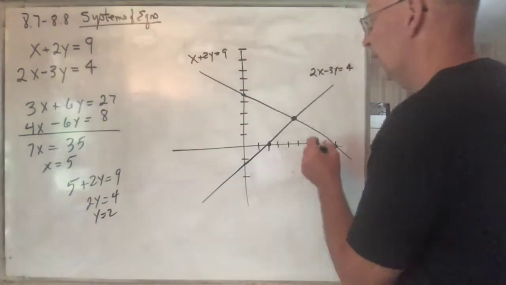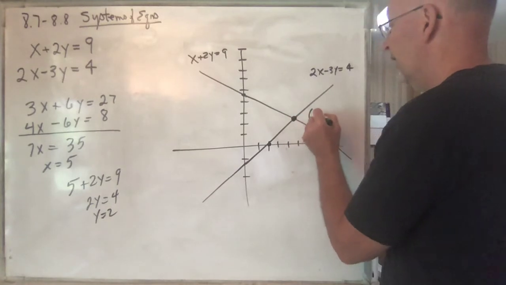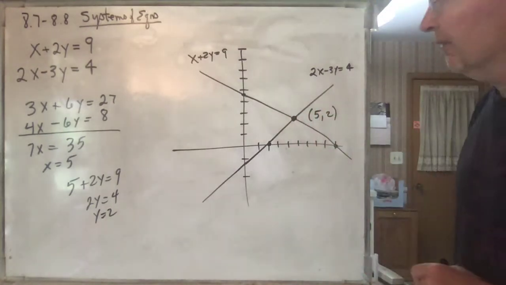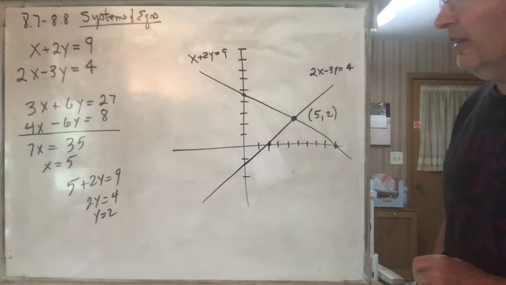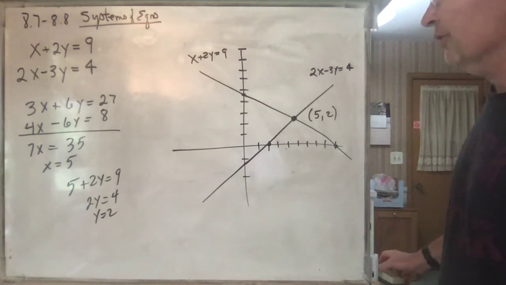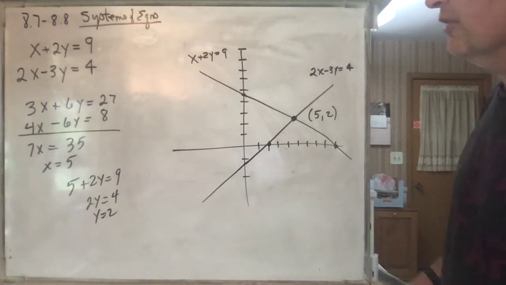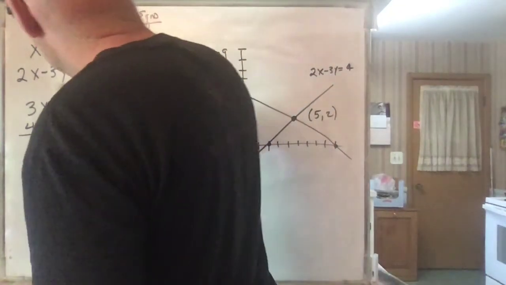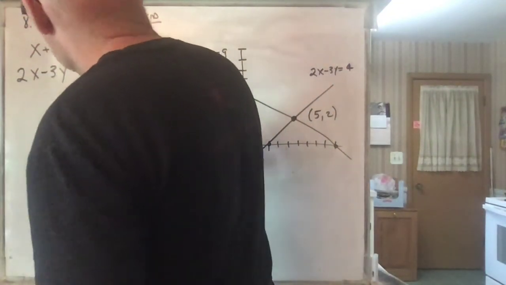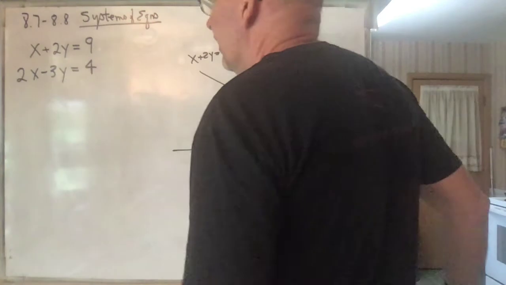So apparently the point of intersection is the point 5, 2, which looks pretty close to what I have right there. See that? So that's very simple, straightforward. It's called the process of elimination. You wouldn't have had to eliminate y, you could have eliminated x. How could we have done that?